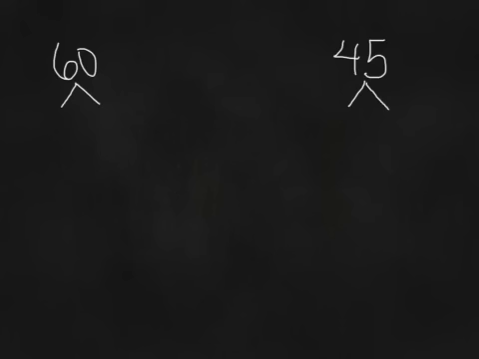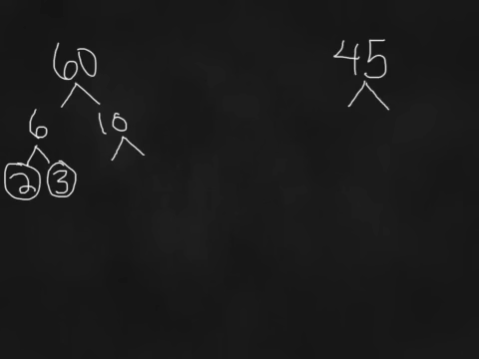So I'm going to go ahead and factor 60 into 6 times 10. And 6 and 10 are both composite, so I'll need to factor both of those. And the factors of 6 are 2 times 3. And they're both prime, so I'm going to go ahead and circle them. And factors of 10 are 2 and 5. And those are also both prime, so I'm going to circle those.